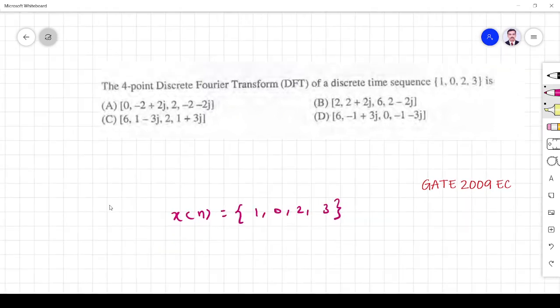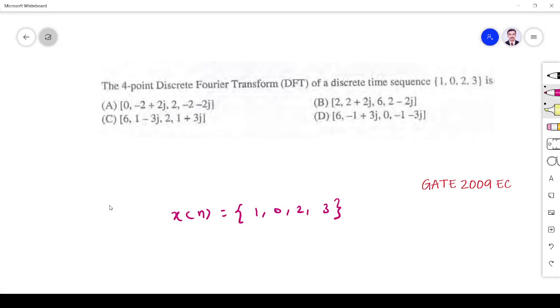Okay, so we cannot use the formula. If you use the formula, it will take so much time and we don't have that much time in the exam. So we have to use some properties. So what is the DFT of x[n], X[k]? That we have to find.